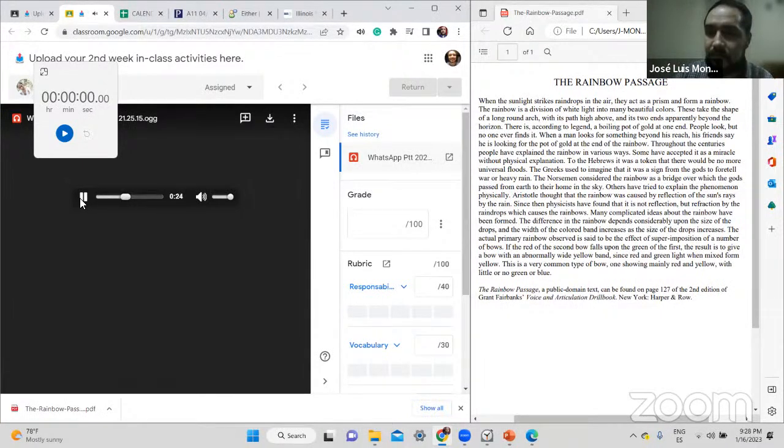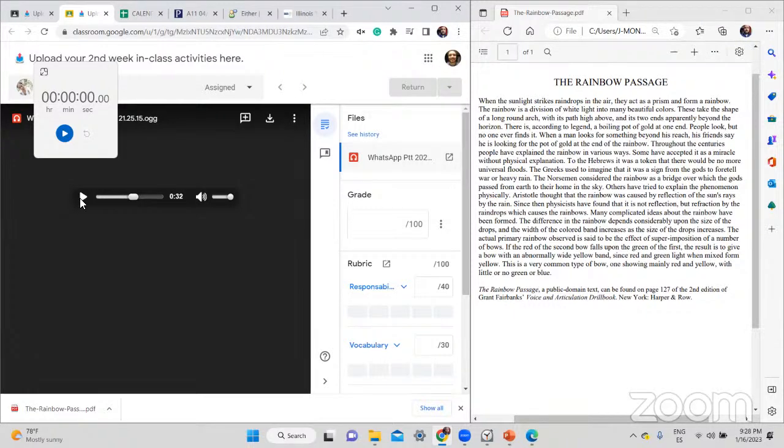There is, according to legend, a boiling pot of gold at one end. People look, but no one ever finds it. And there it's correct, but don't forget about the S. No one ever finds it, right? With that S at the end. So let's read that one more time, please. No one ever finds it. No one ever finds it.